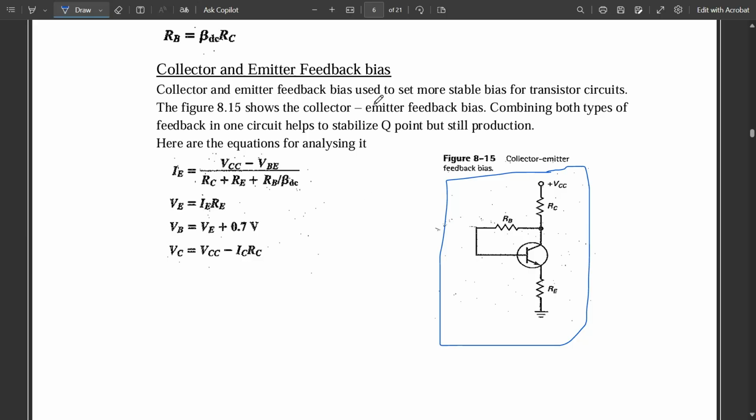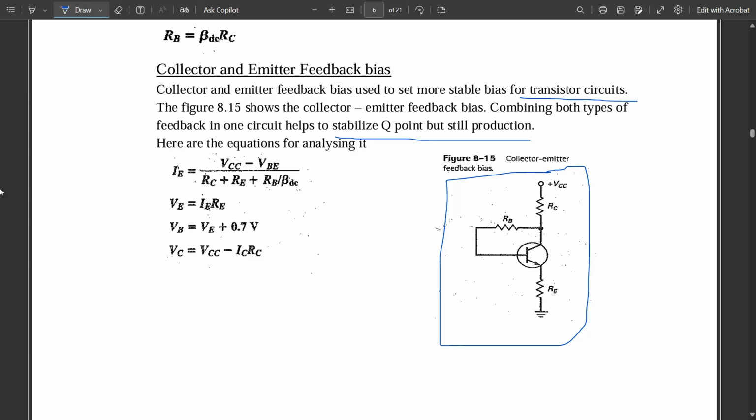Collector and emitter feedback bias is used to set a more stable bias for the transistor circuit. This figure 8.15 shows the collector emitter feedback bias combining both types of feedback in one circuit. Okay, so here we have both the feedbacks: one is the collector feedback and the other is emitter feedback. So that's why the name is given as collector and emitter feedback bias. What it does is it helps to stabilize the Q point. If you want to have more stability in the Q point, then we use this kind of circuit, which is called collector and emitter feedback bias.